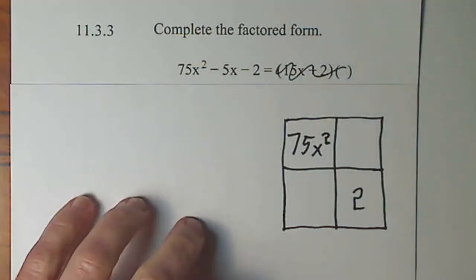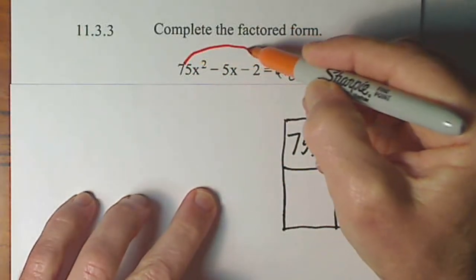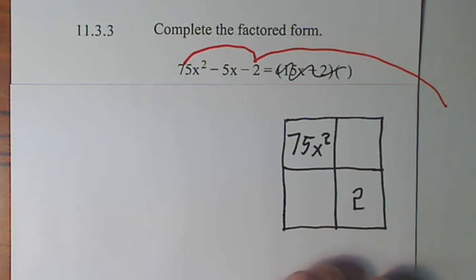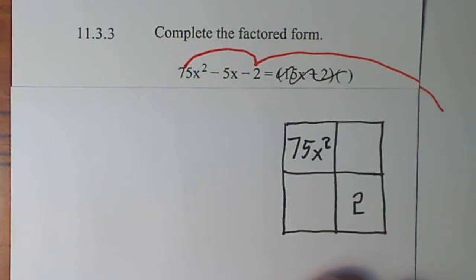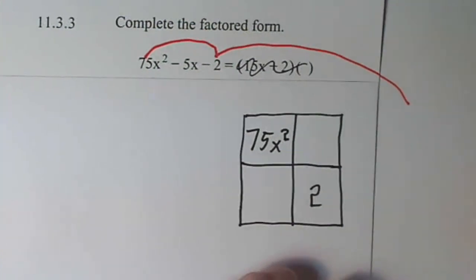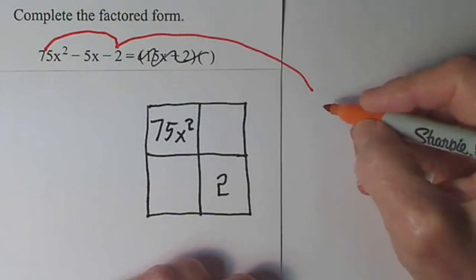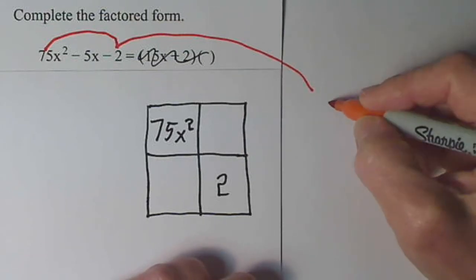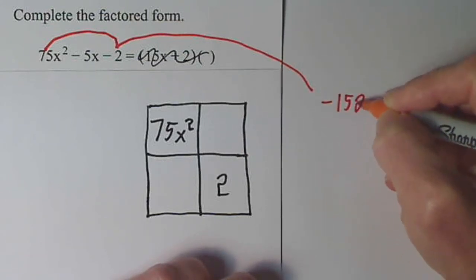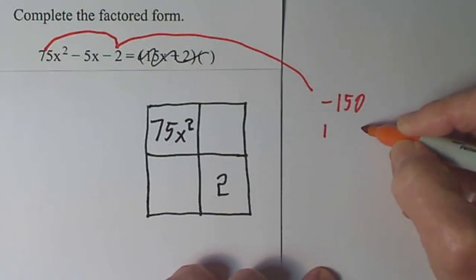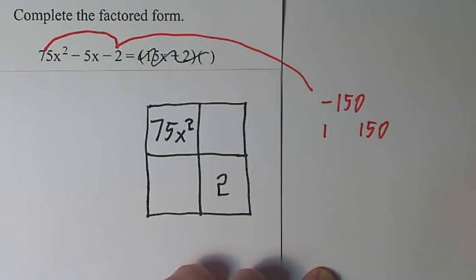To do that, I multiply first times last. Alright, 75 times a negative 2, this would give us a negative 150. And we have to list all the factors. Alright, if you do this enough, you get pretty fast at it. Let's see if I can live up to that.